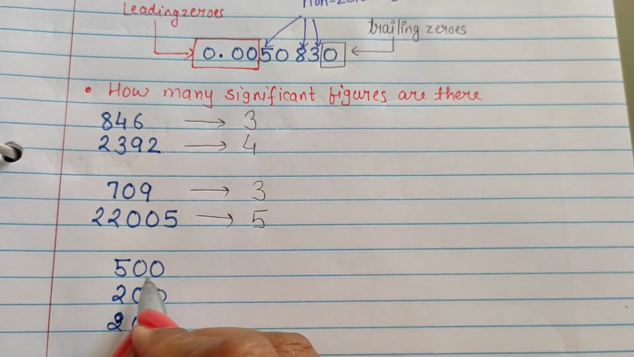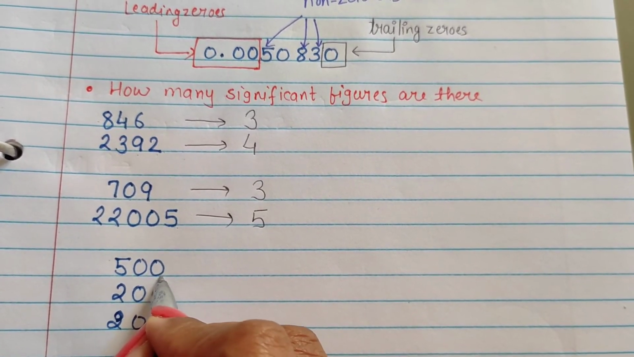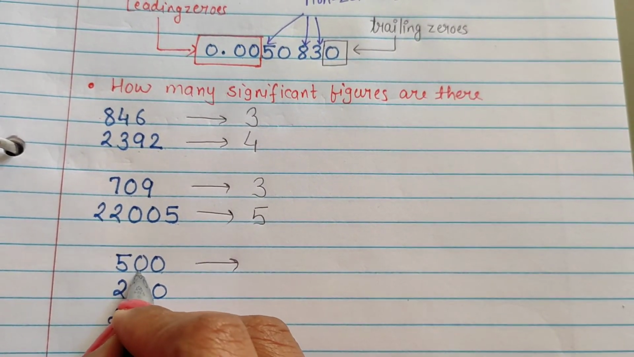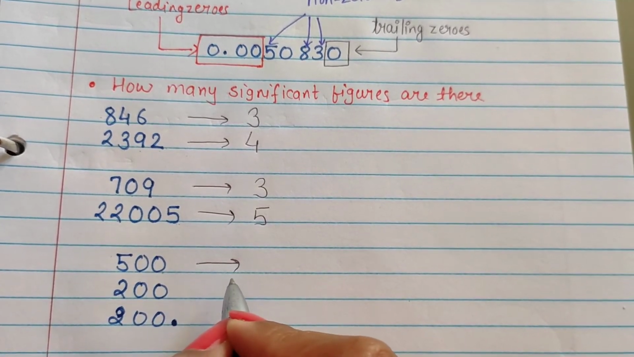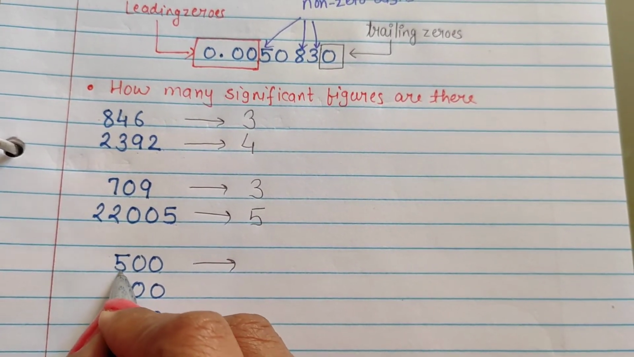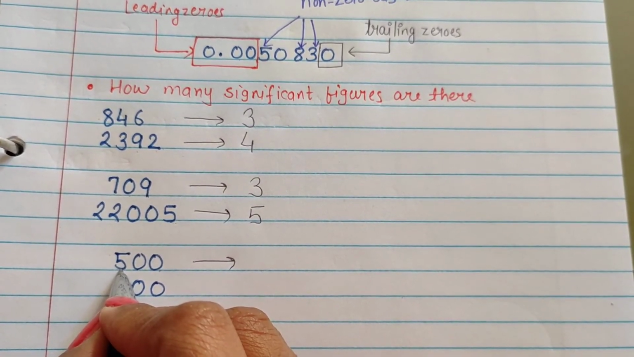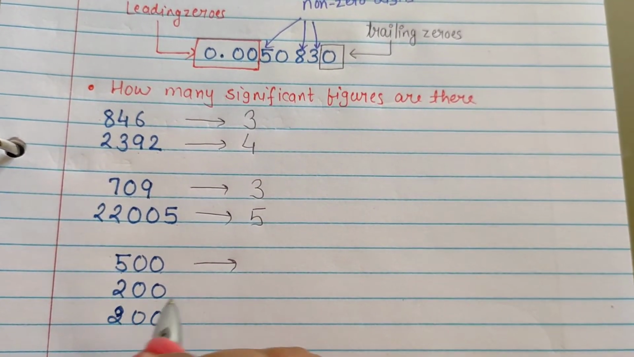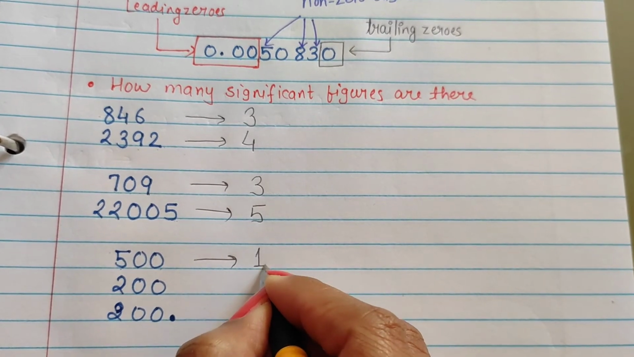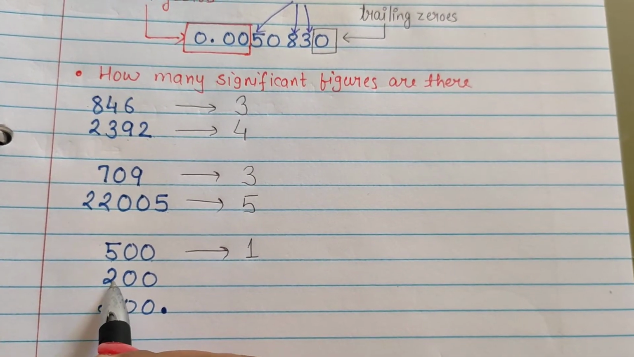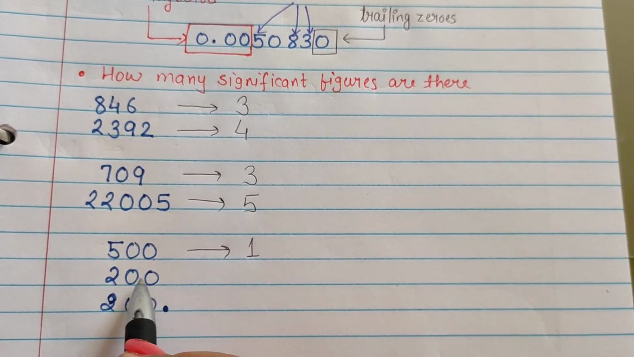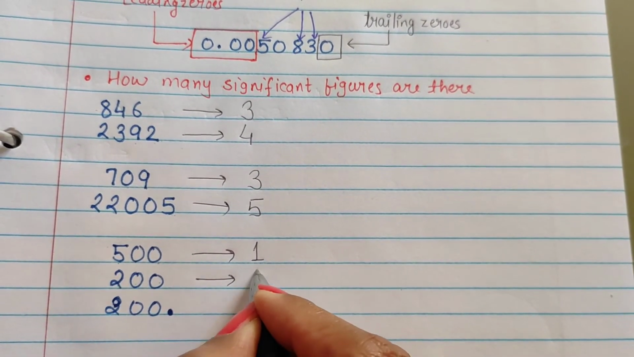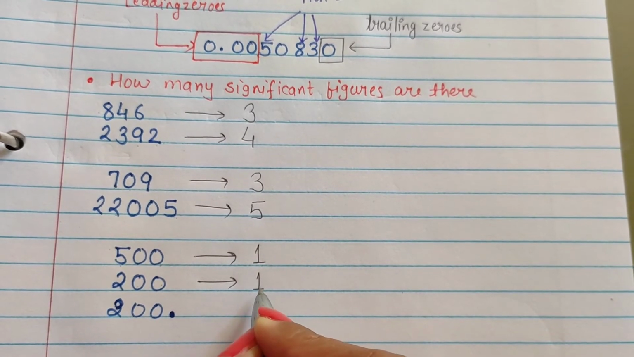Now in this example, when you have trailing zeros, 500 has 2 trailing zeros. In that case, we do not count these 2 zeros as significant figures. So 5 is the only non-zero number, so we count that. 5 is the first significant figure and that's it. So there is only 1 significant figure. Similarly, 200 has 2 trailing zeros, so there is only 1 non-zero number, 1 significant figure.